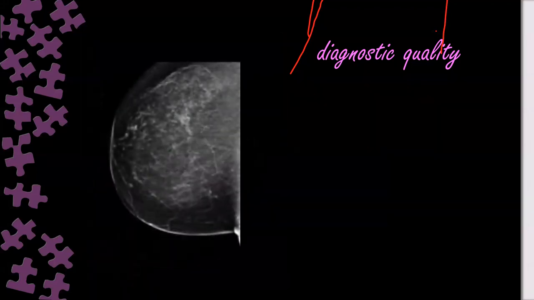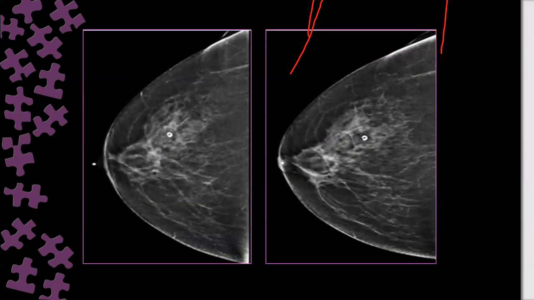No problem. What about this? Blurring? No, this is the lateral part of the breast. Missing of the lateral breast. The upper part of the breast is not covered. Okay. What about this one?